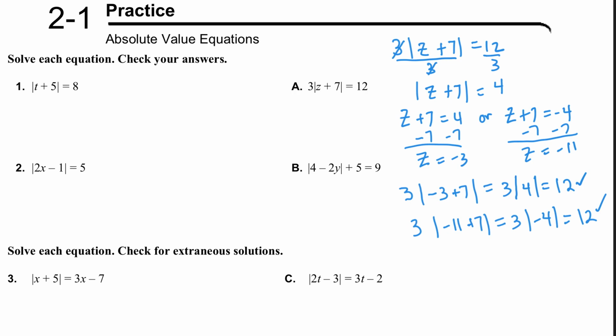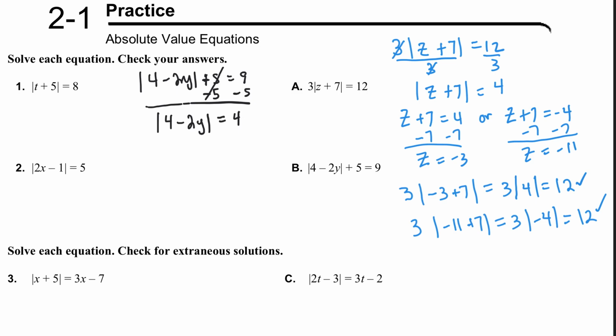For B, we're going to go ahead and solve this absolute value. So we have absolute value of 4 minus 2y plus 5 equals 9. The goal is just to have the absolute value on the left side. So what we're going to do is subtract 5 from both sides. And I have the absolute value of 4 minus 2y. 5 minus 5 is 0. So I have 9 minus 5, which is going to be 4.